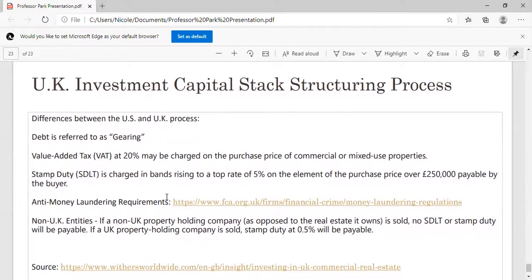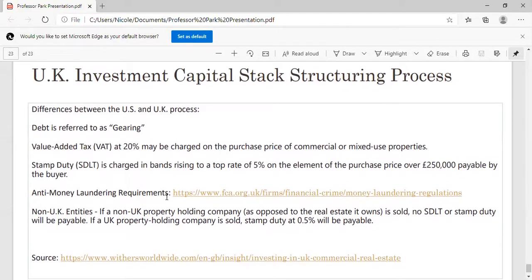And so a little bit about the UK. It is different than how the US is set up, and these are just some little points, and I put some websites on here, so if you guys are interested in learning more, you can look at it. But the differences between the US and UK process, so debt is referred to as gearing there. It's a slang term that they use for it. Don't know why, but they do.